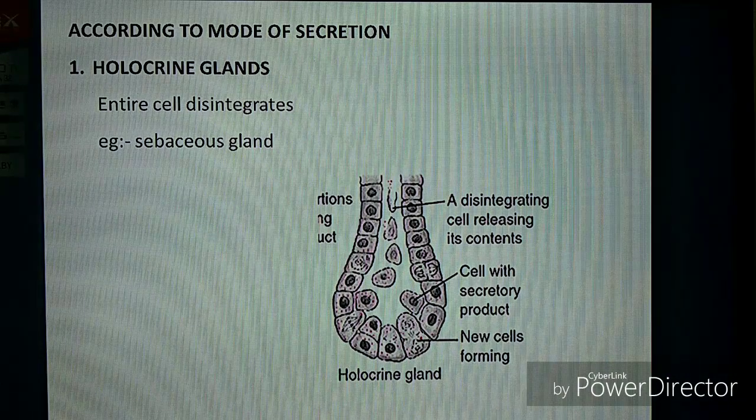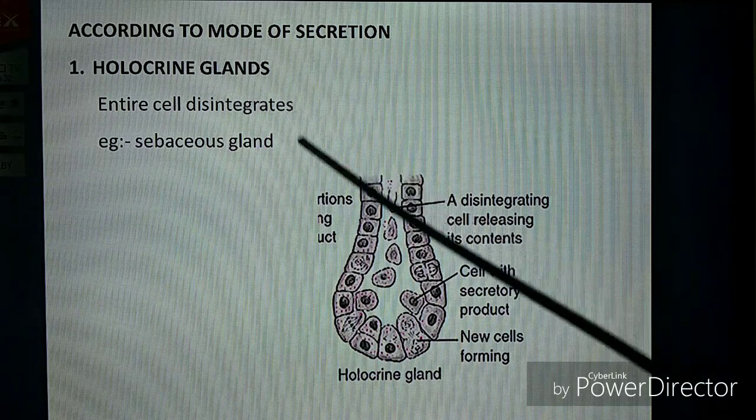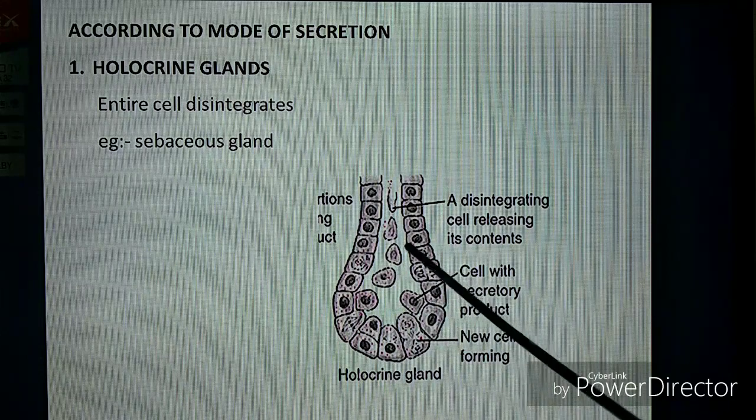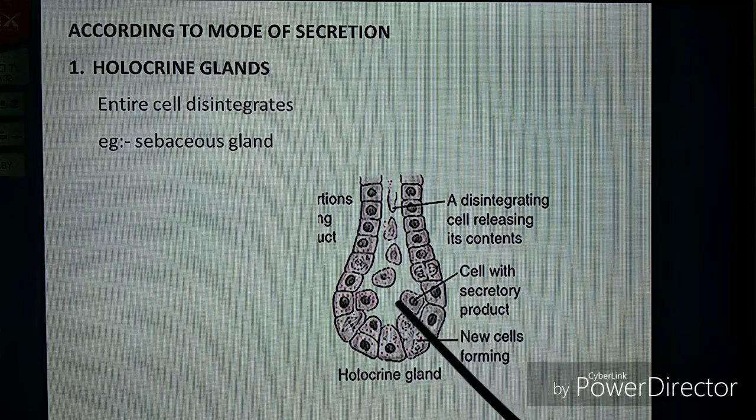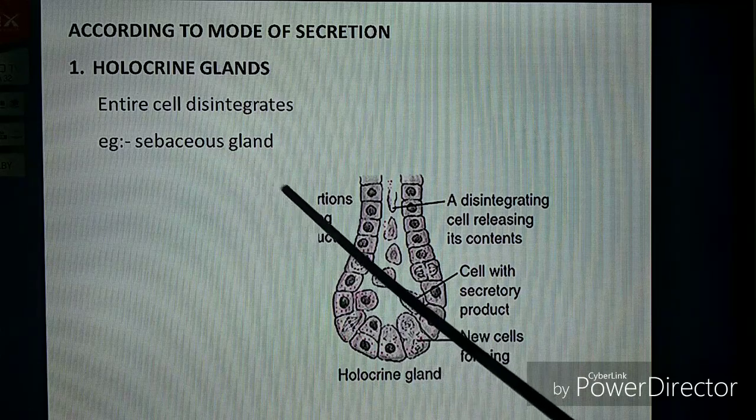So the next classification of the gland is according to the mode of secretion, how the secretions are coming out from the secretory portion or the glandular tissue. The first variety is holocrine glands. As the name itself suggests, the whole cell will be disintegrated or destroyed so that the contained secretions come out. This is very clearly seen here. The best example is the sebaceous glands.